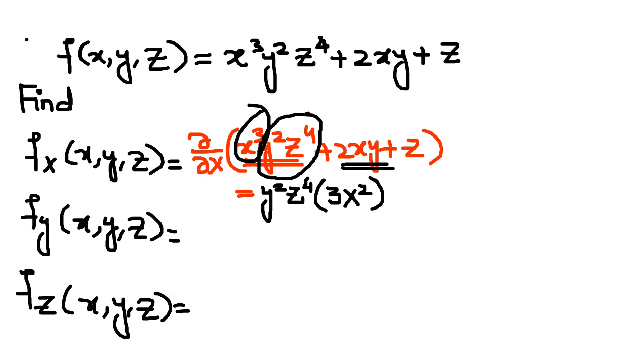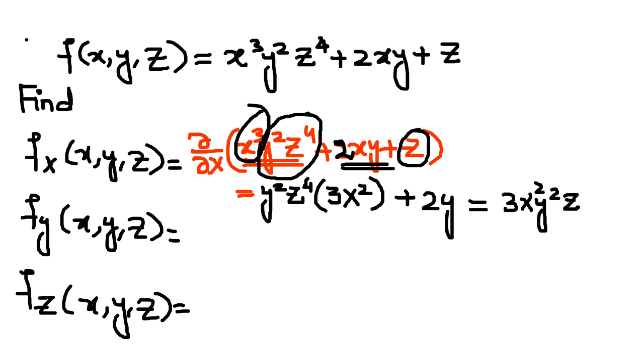Now what is the derivative of 2xy in terms of x? 2y. Yeah. This is 2y, okay. And what is the derivative of z in terms of x? 0. So this becomes what? 3x square y power 2 z power 4 plus 2y.